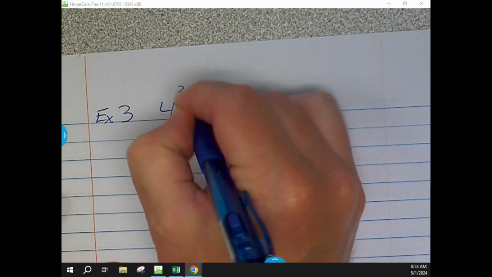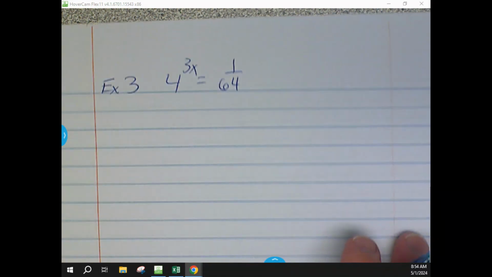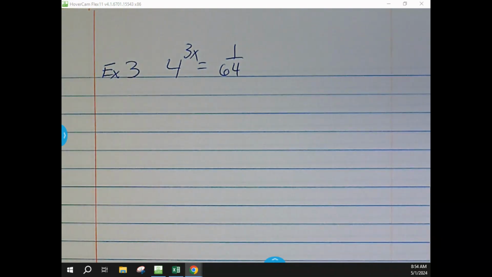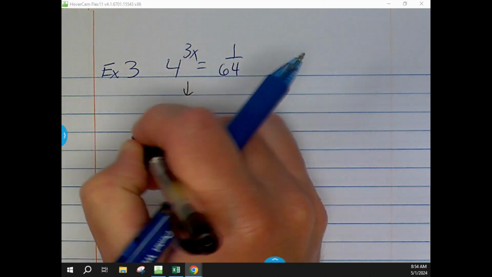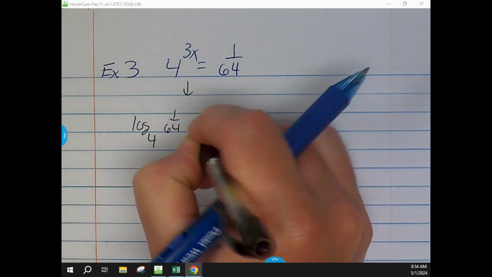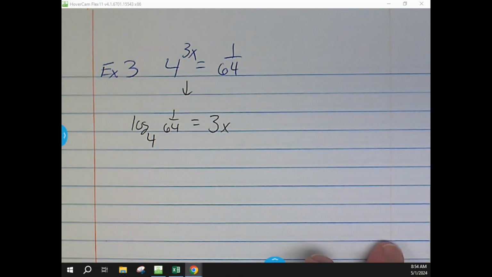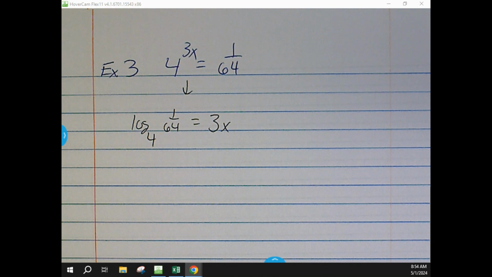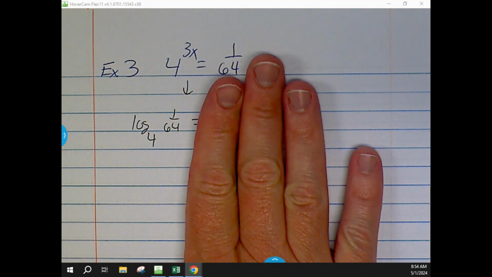All right, let's go: 4 to the 3x equals 1 over 64. Okay, and again, going to rewrite it. So we've got log base 4 of 1 over 64 equals 3x. All right, and this is one you've got to be just a little bit careful because we haven't done anything with fractions yet on these. So before we do the right side part of the equation, do the log of 1 divided by 64 with a base of 4 and see what you get.